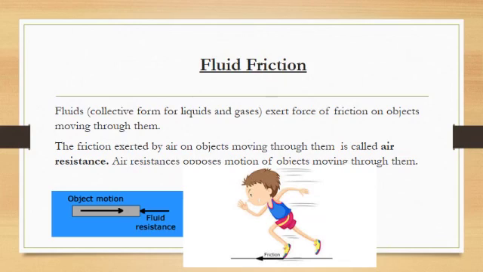It means air also opposes the speed of a moving object, and this friction is called air resistance, and this air resistance is also known as fluid resistance or fluid friction. Fluid, you know, is the term used for liquids and gases. So, fluid friction is the friction that is exerted by liquids or gases on objects moving through them.